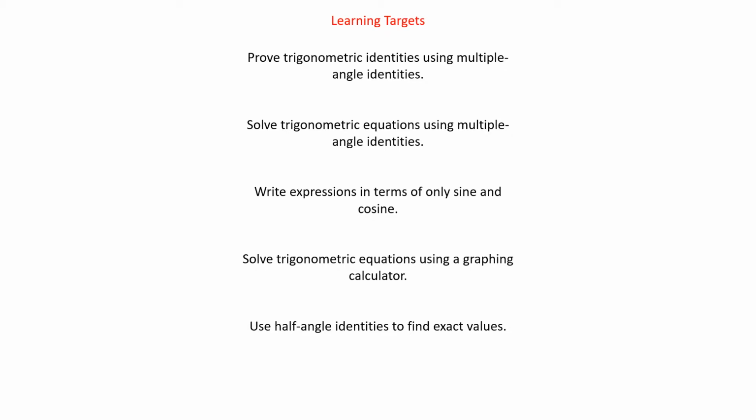Our learning targets today: prove trigonometric identities using multiple angle identities. It's the same stuff we've been doing. We just have some more identities to choose from. Solve trigonometric equations using multiple angle identities. Same, write expressions in terms of only sine and cosine. Solve trigonometric equations using a graphing calculator and use half-angle identities to find exact values.